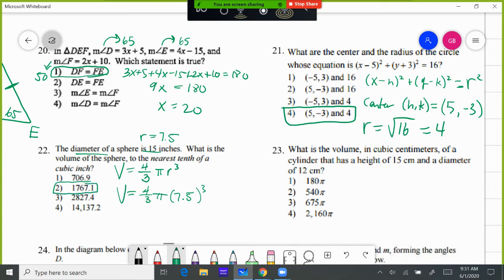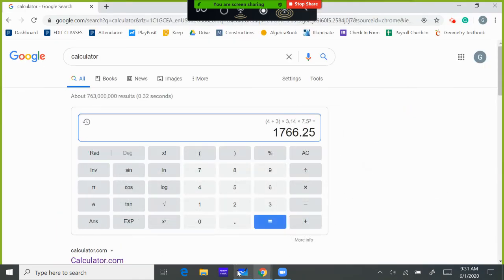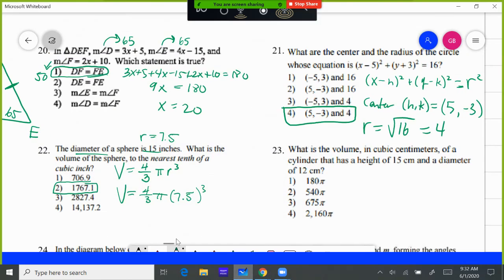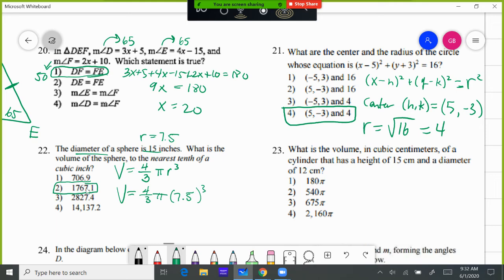So the reason why our numbers didn't match up is because we rounded pi. So let me just go back. Instead of using 3.14, I'm going to use pi. And here's pi here. Times 7.5 to the third power. Okay, 1767.1. Yeah, you see how that matches up?